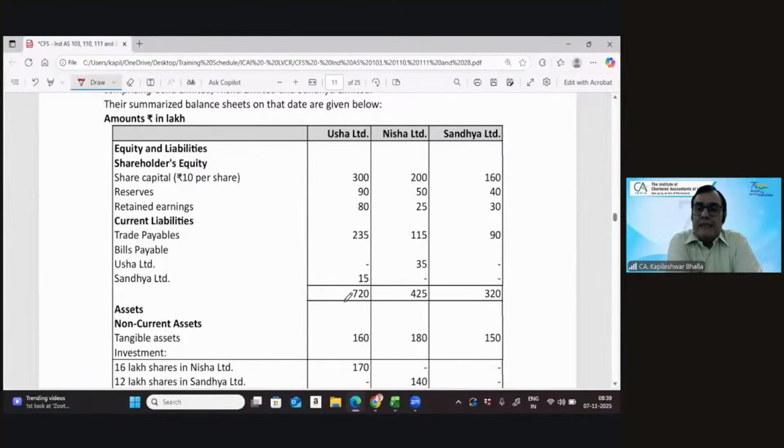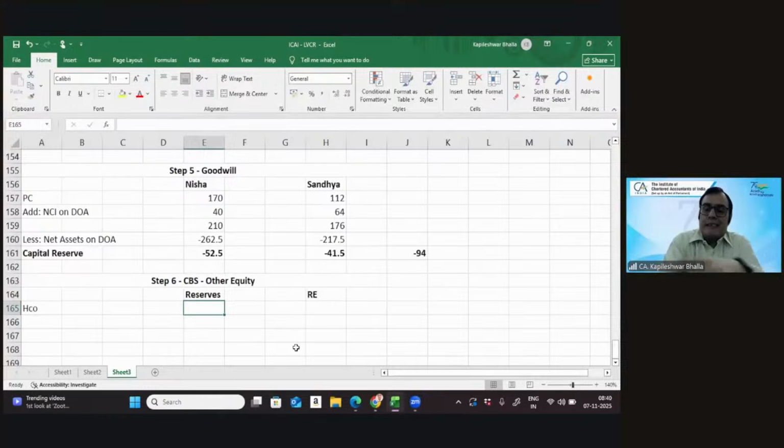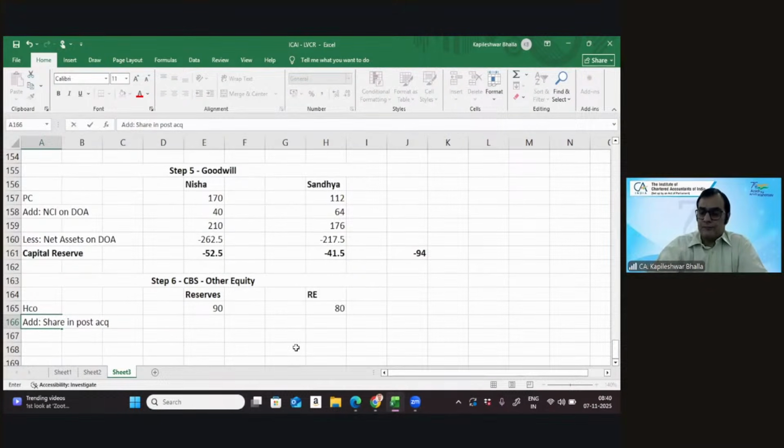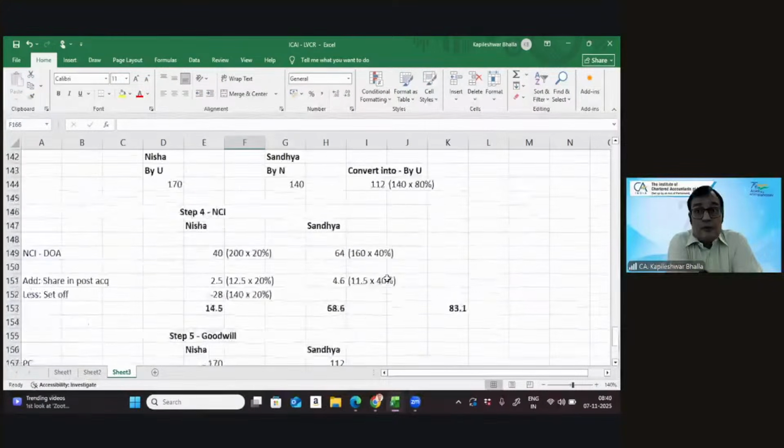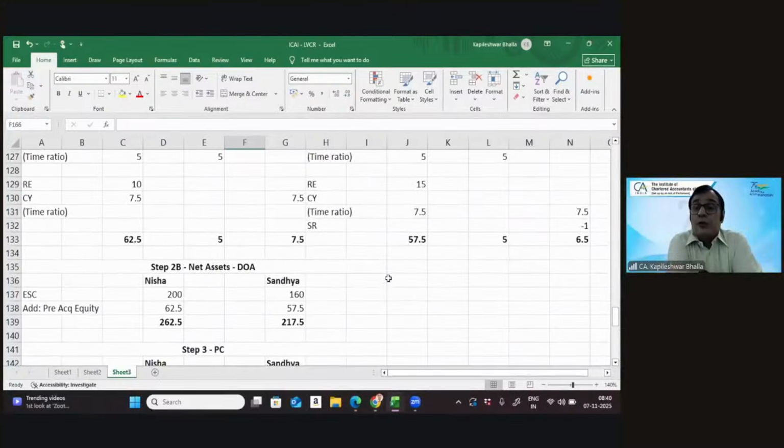So the holding company's own reserve is 90 and retained earnings is 80. So this is 90 and this is 80. Let's add the share in post-acquisition. So let's go to the post-acquisition: reserve in reserve, RE in RE. You need to go line to line addition.